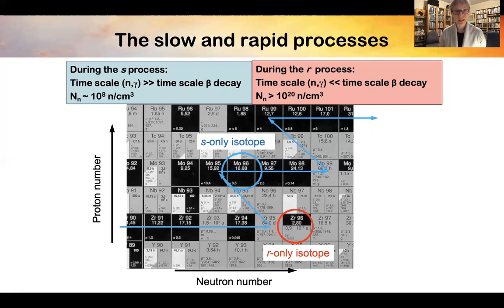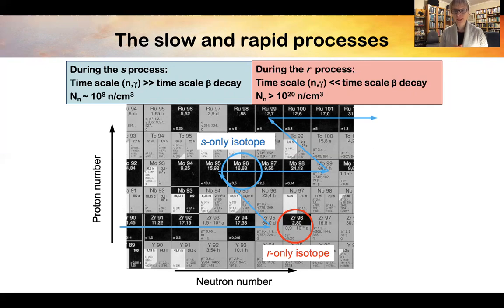This means that the timescale of n gamma reactions is generally much longer, much slower than the respective timescale for beta decays. The relative neutron densities of the s process are on the order of 10 to the 8 neutrons per cubic centimetre. What does this mean for the s process? Well, if we take a section of the chart of the nuclides, and this is a real section around zirconium, or yttrium really, up to ruthenium. So again, neutron number increasing on the x-axis, proton number on the y-axis. And I've drawn in with the blue lines the path of the s process.